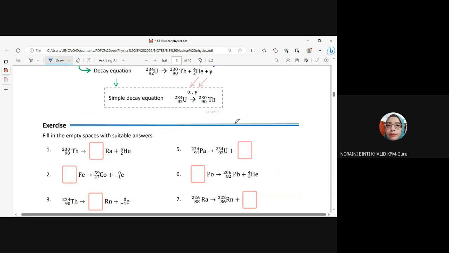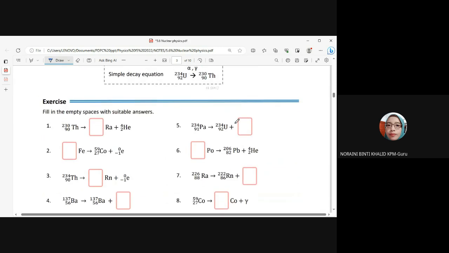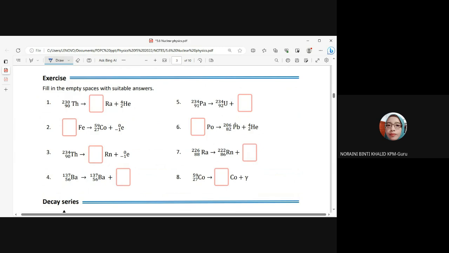Okay, we look at the question. Cuba kita jawab soalan ni. Fill the empty spaces with suitable answers. We have thorium 230 90, emit 1 alpha to become radium.